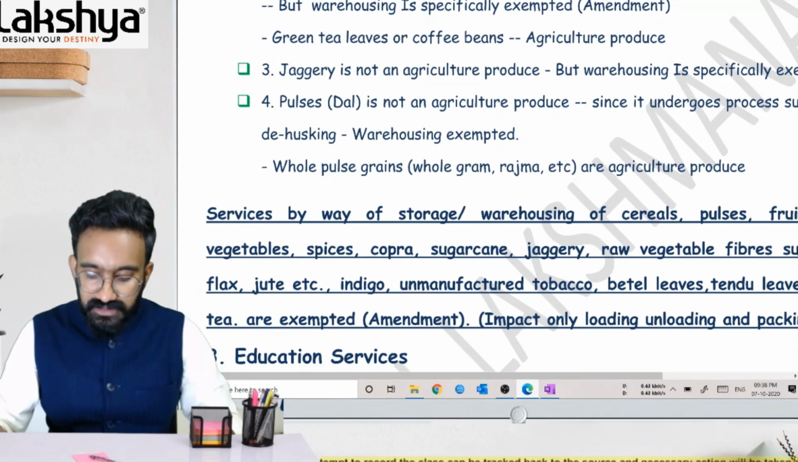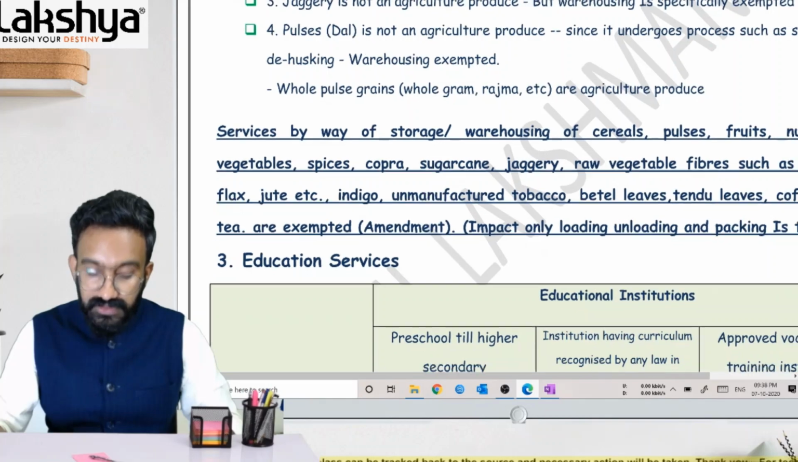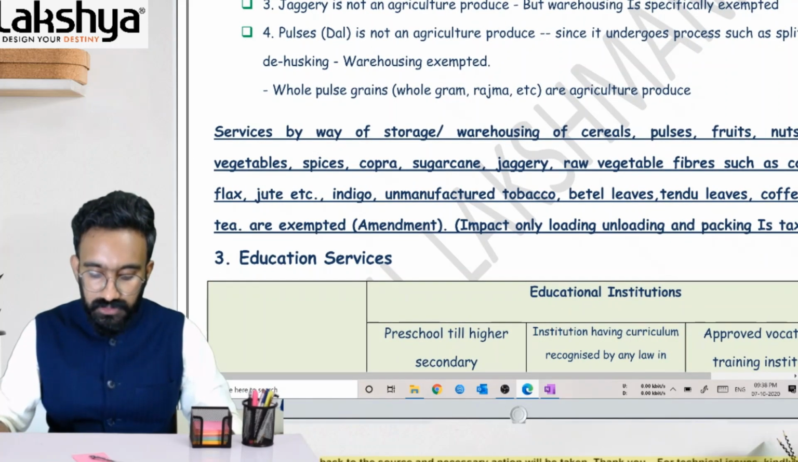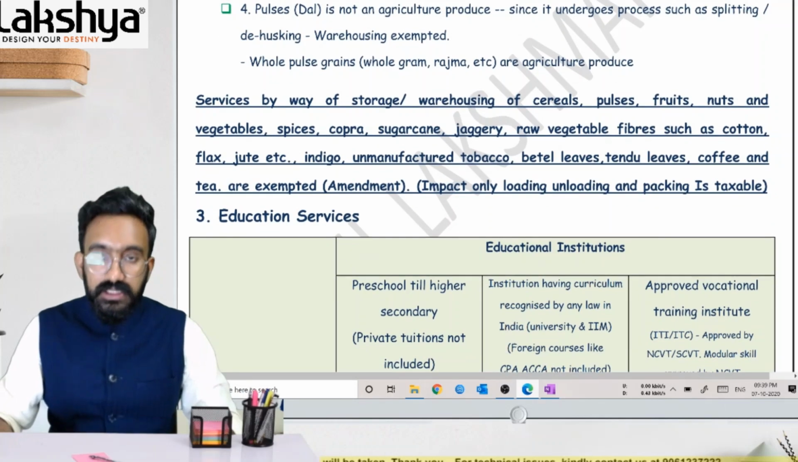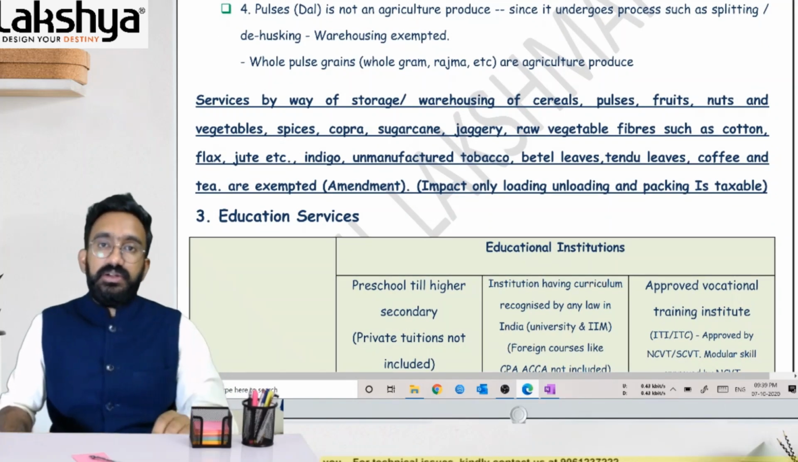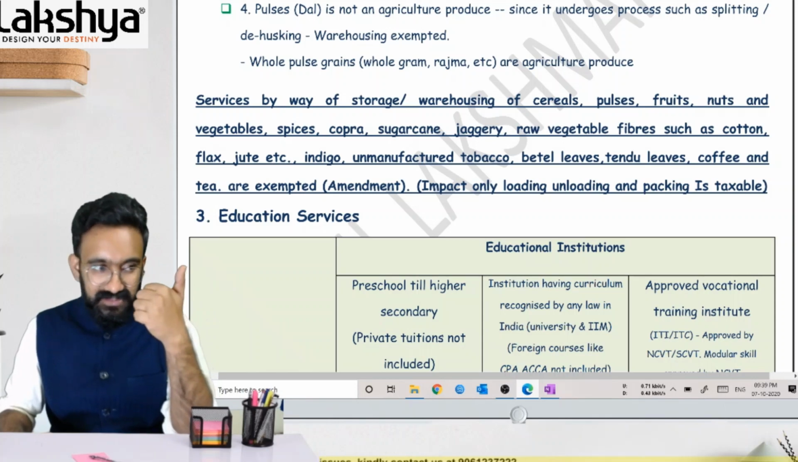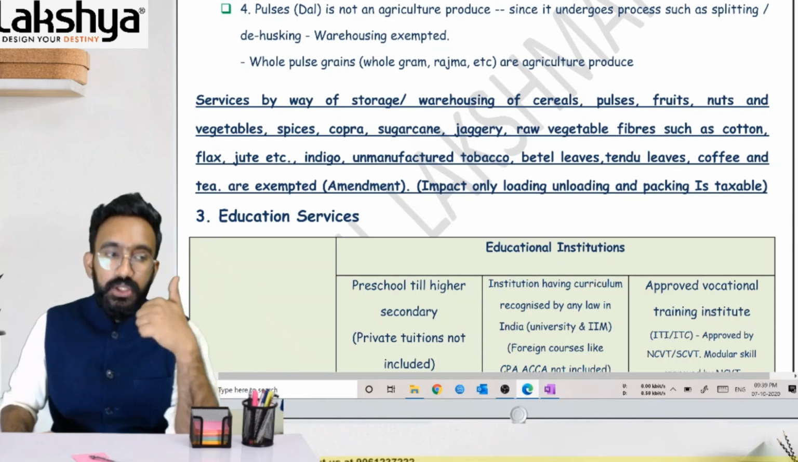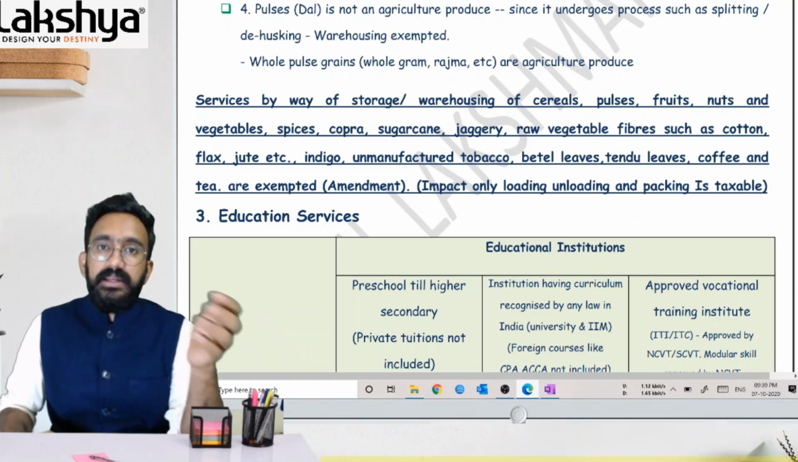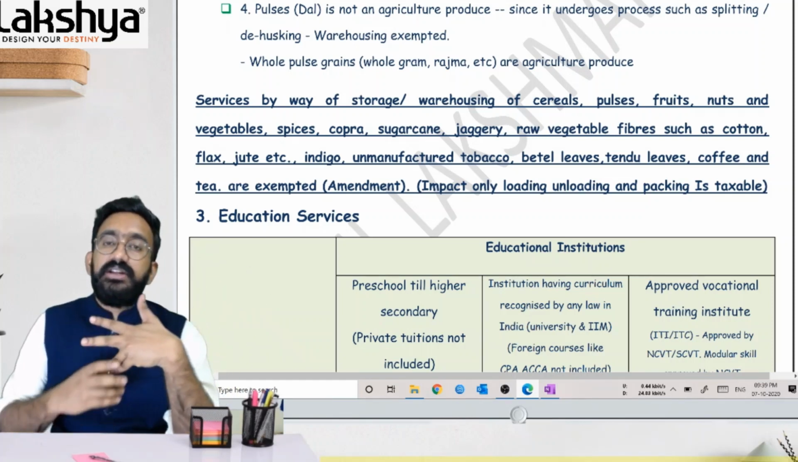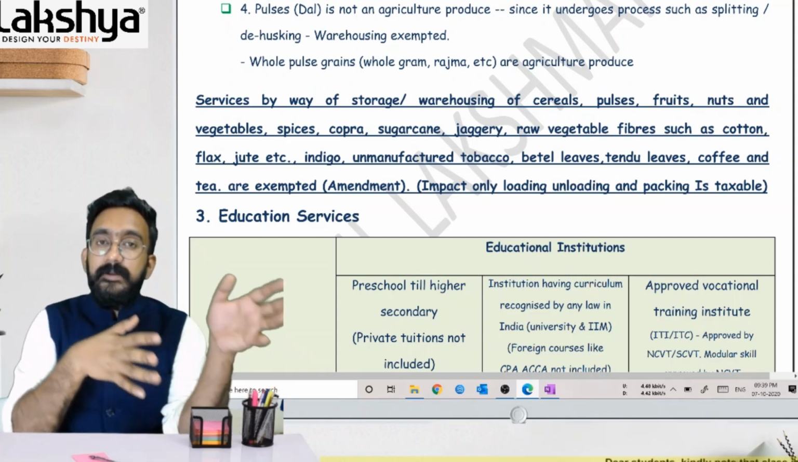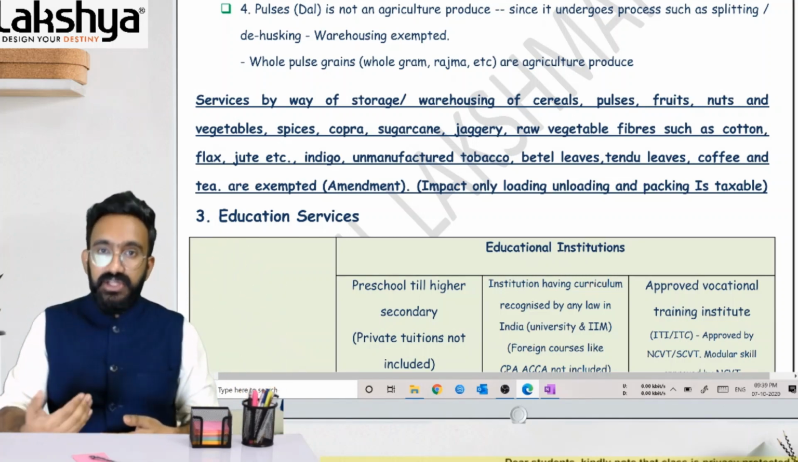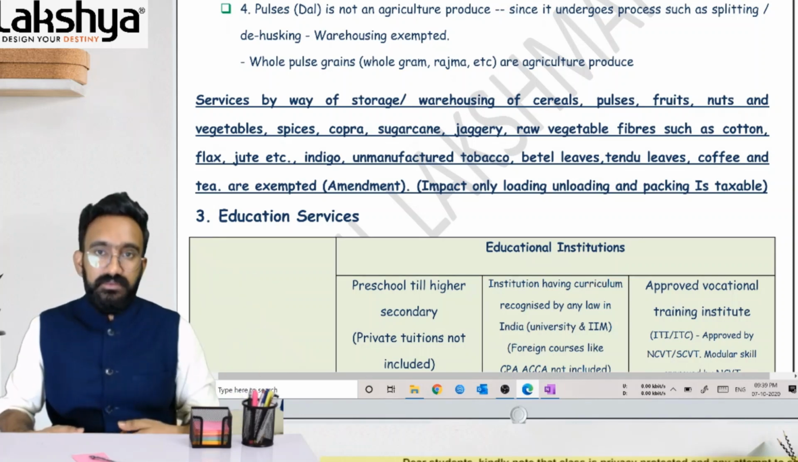So earlier, when we had discussions on the agriculture sector and related exemptions, I had told you that only agriculture produce will get exemption on the following activities, which are loading, unloading, packing, storage and warehousing. Now they have removed this. They said there are certain products which might not be agriculture produce. What is agriculture produce? Generally, the produce out of this agriculture activity, the first product that comes in.